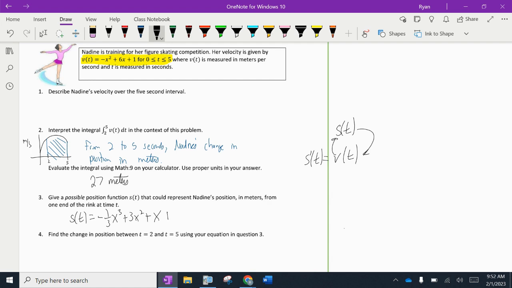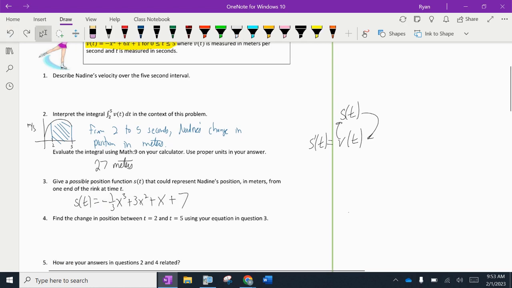What if I added a number at the end like plus 7? If I took the derivative of this S of t equation, does it give us that velocity? Piece by piece by piece. What's the derivative of 7? 0. So I could really add any number at the end, right? So there is our position function.